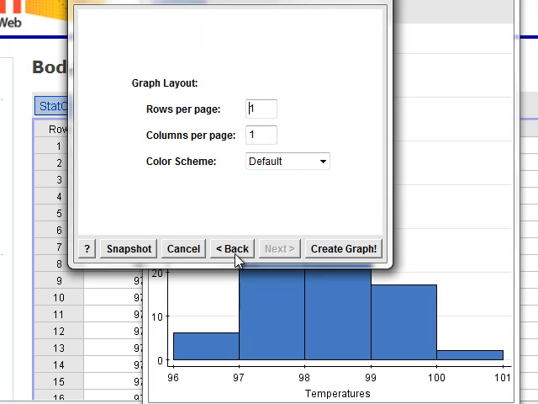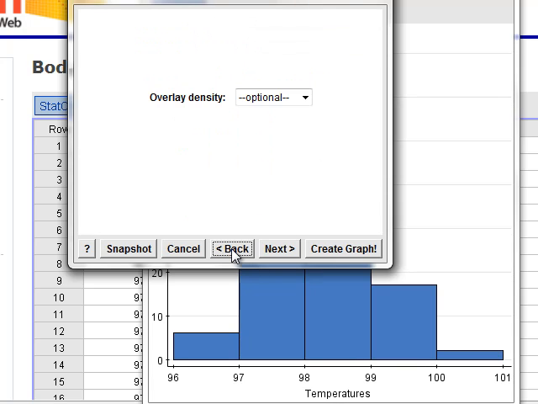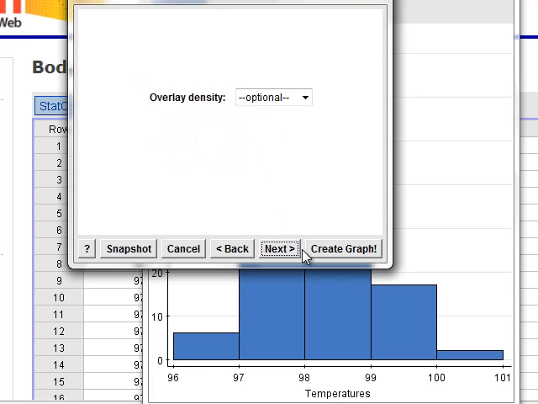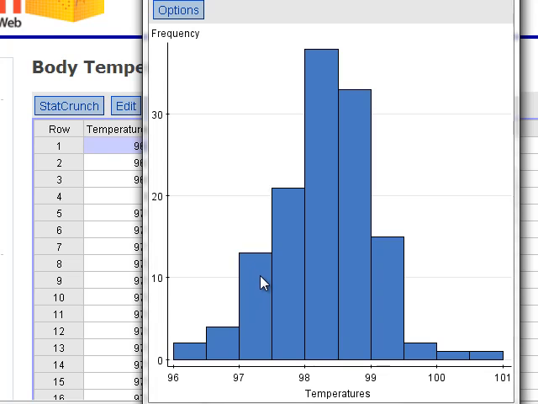Options, Edit, go back, and then bin width, maybe 0.5 would be better. That looks a little better. I'm a little happier with that. It doesn't give me the values here, but I know that's 97, I know that's 98 right there. So this gives me a better sense of the shape of the distribution.